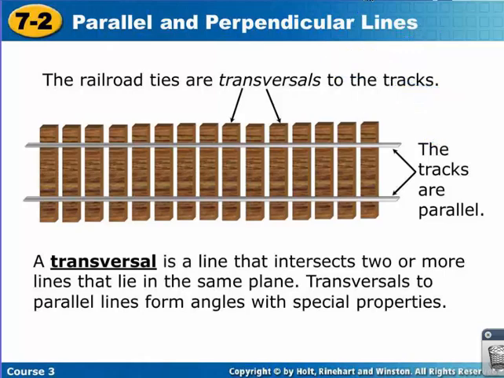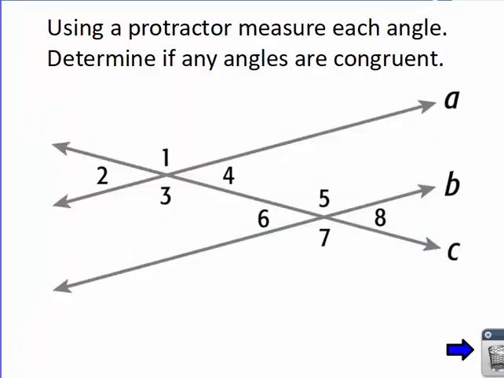Now the ones that we're going to focus on today is a transversal that cuts across parallel lines, like this one right here, okay, like those cross ties. Those are the ones that we're going to look at. Because transversals to parallel lines form angles with special properties, and we need to talk about those special properties. Okay, so let's take a set of angles here. We've got two parallel lines here. We've got A and B are considered parallel to each other, and C is our transversal.